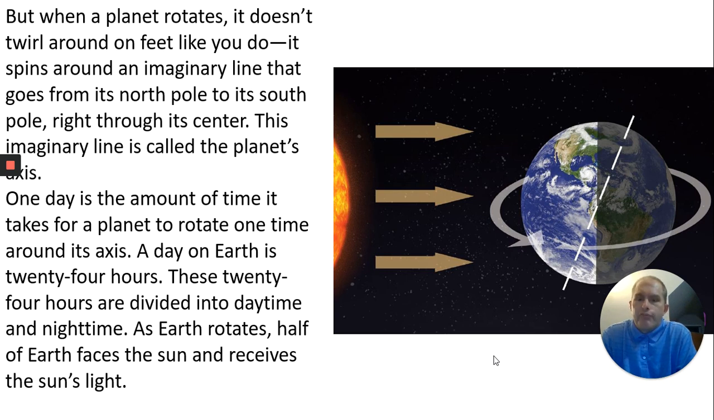These 24 hours are divided into daytime and nighttime. As Earth rotates, half of the Earth faces the sun and receives the sun's light, and half of it doesn't. So you have half of it in the dark, while the other half has light on this side. Okay? Good.